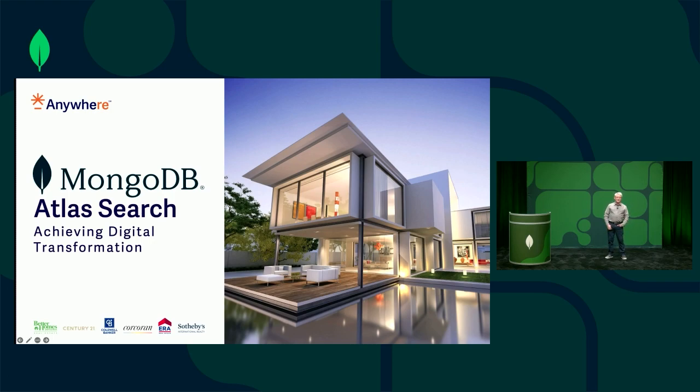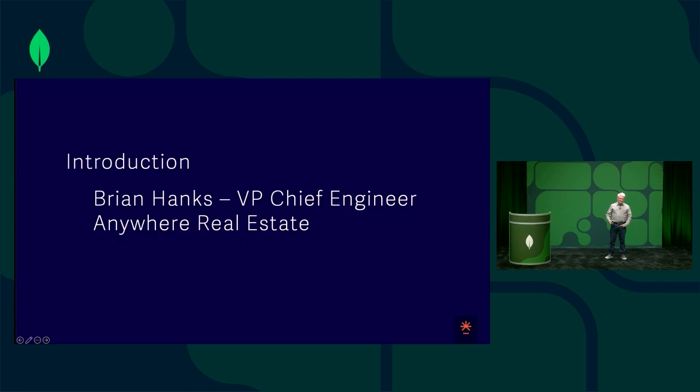Today I wanted to talk to you a bit about our journey at Anywhere Real Estate with MongoDB Atlas, and specifically how we ended up adopting MongoDB Atlas Search. I'm the Vice President Chief Engineer at Anywhere, and Anywhere is one of the biggest companies that you may not have heard of. Our brands include Better Homes and Gardens, Corcoran, Coldwell Banker, Century 21, ERA, and Sotheby's Real Estate. So a lot of brands that you've probably heard of.